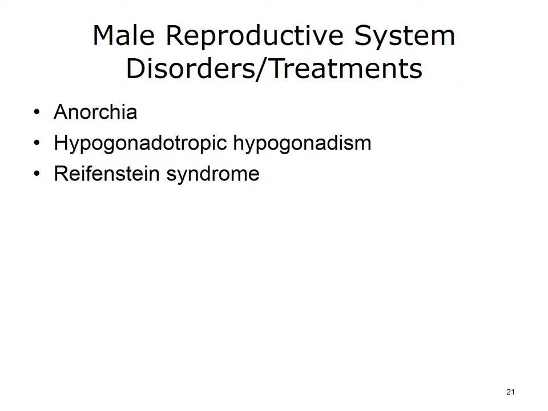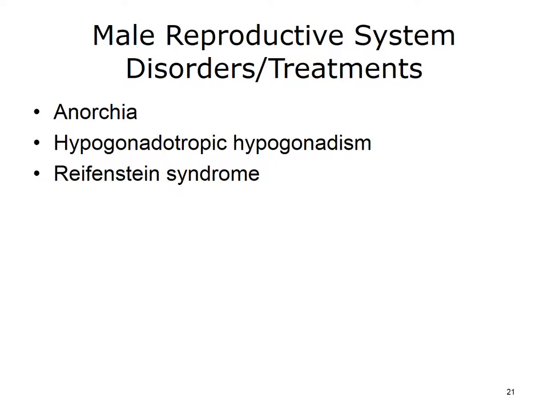Anorchia is the absence of both testes at birth. Symptoms include the failure to begin puberty at the correct time and the lack of secondary sex characteristics. Treatments include artificial testicle implants, male hormones, and psychological support.